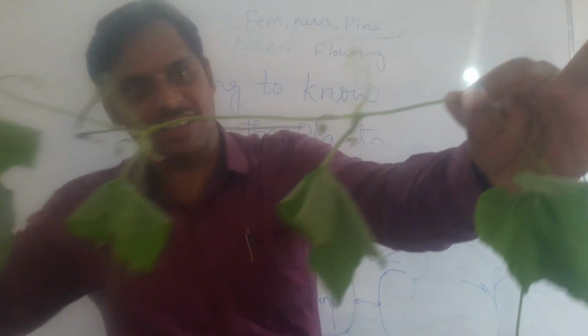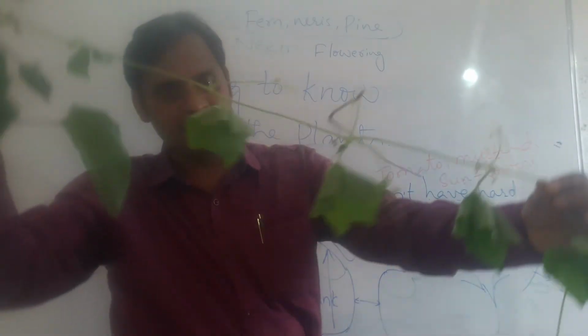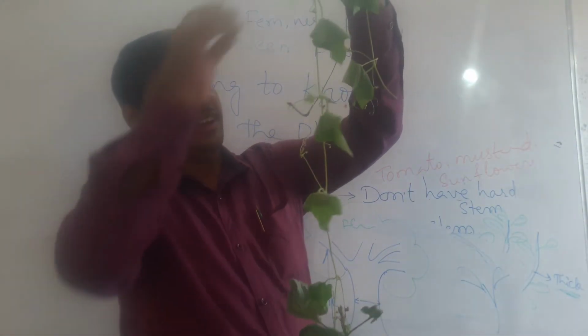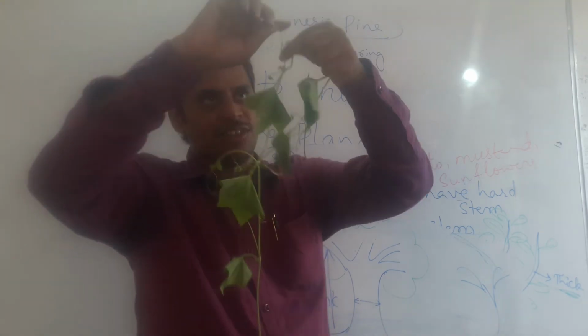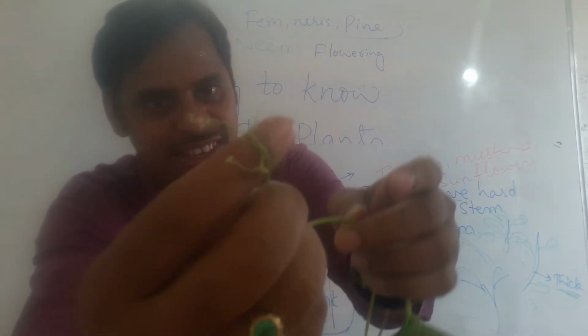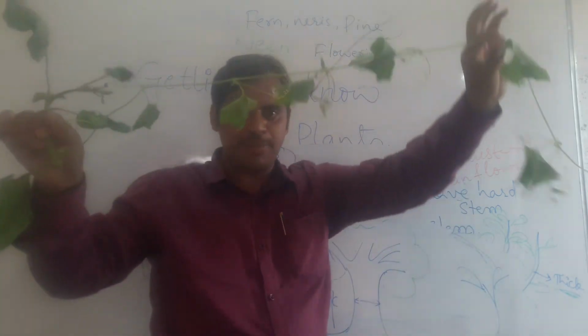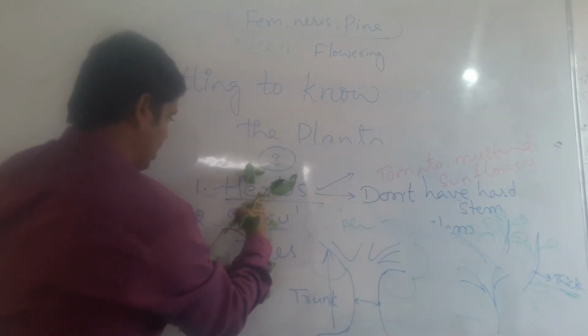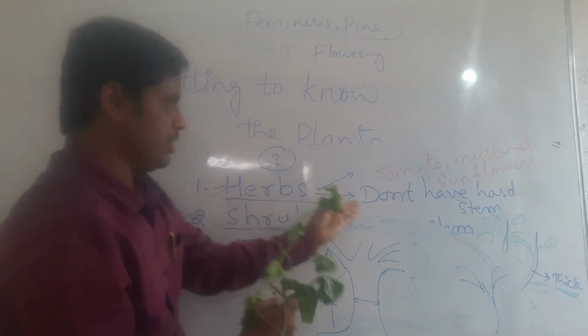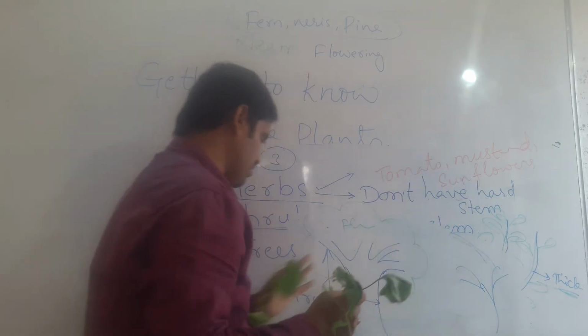I think you have seen this. Look at this. Have you seen this, right? If I put my finger, it is going to wind. See, it is winding my finger. So, what kind of plant is it? We know about herb, shrub, trees. They have a thick stem, they have a trunk.